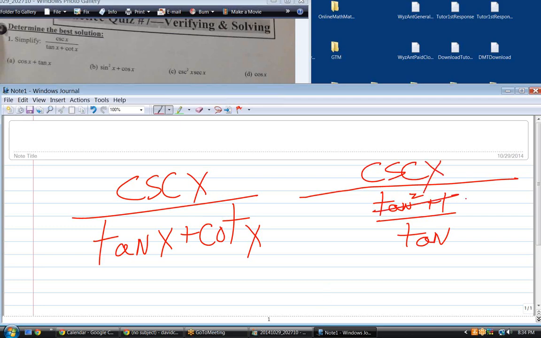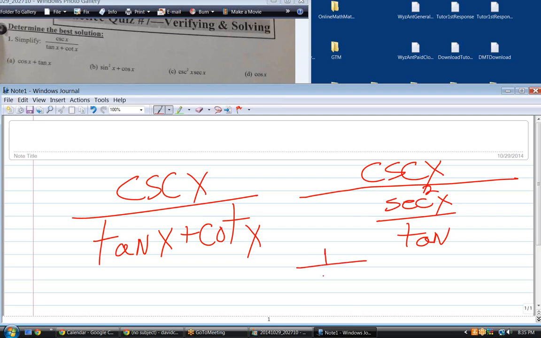So let's replace that with secant squared. So much for my idea. So let's see, we have secant squared, which is, well, let's see. I guess we could turn everything into sines and cosines and see what we get.